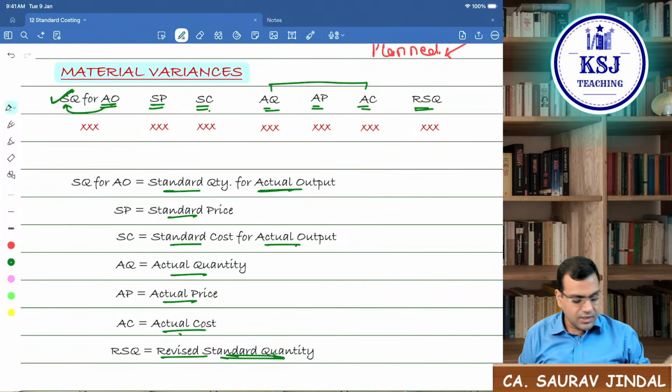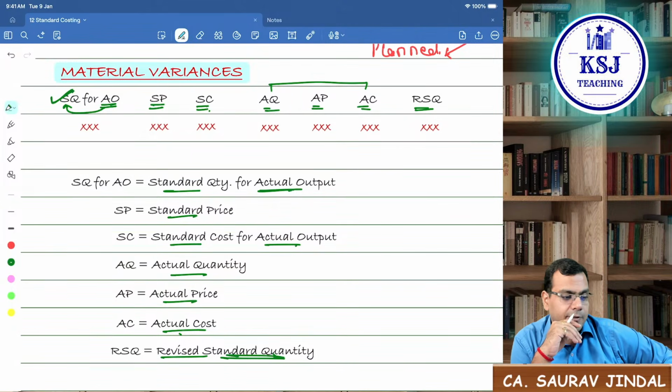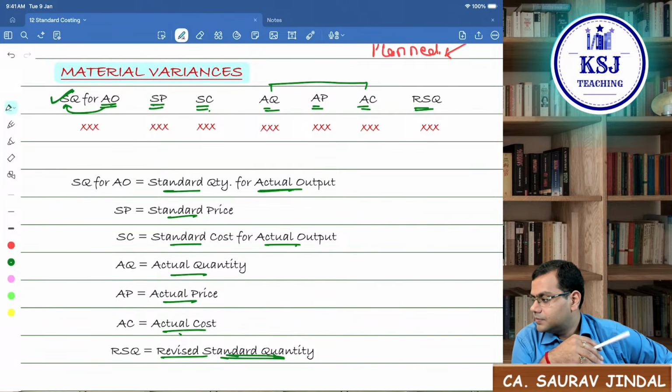Right? Please confirm me this much if this is clear. Then we will go to the variances part. Yes, I'm waiting for your response if this is clear, guys. Then we will move to the variance part, that what all variances are there in the material.